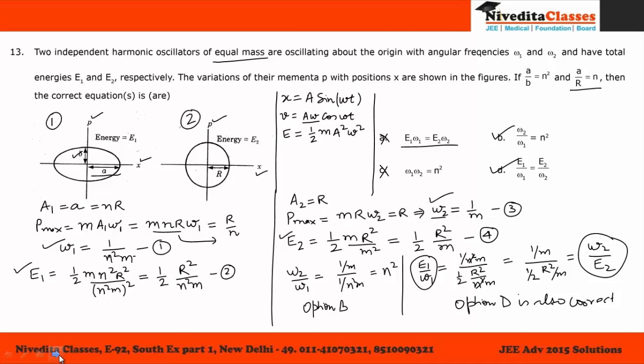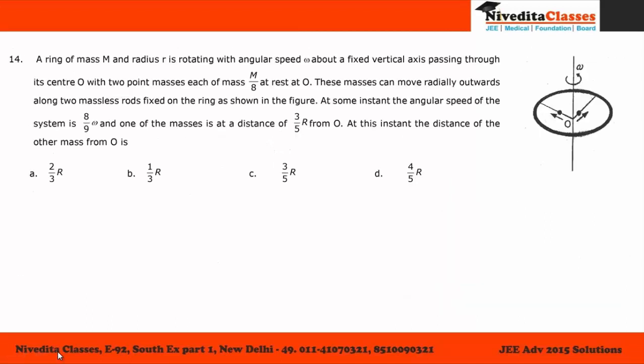Okay. So now move to the next question. This question says that there is a ring of mass m which is rotating about the origin, and there are two small masses which are also in motion. Initially these two small masses are at the center, but once the angular speed decreases, these masses move outward because of conservation of angular momentum. So let's apply the angular momentum conservation and equate the initial angular momentum with the final angular momentum.